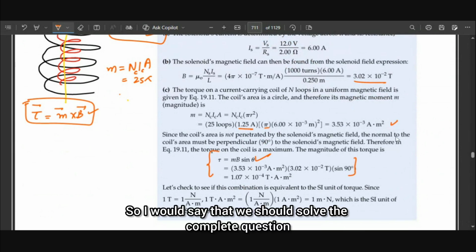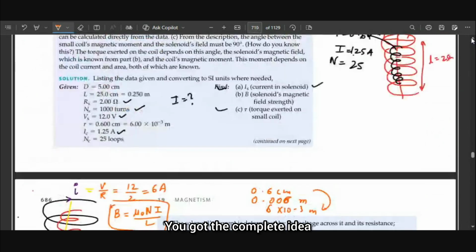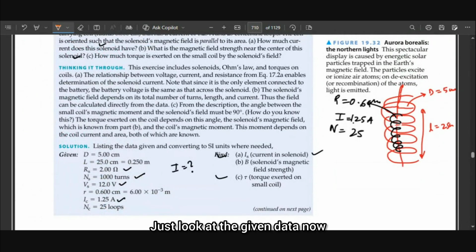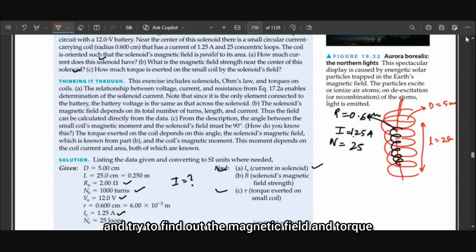So I would say that you should solve the complete question. You got the complete idea. Just look at the given data now and try to find out the magnetic field and torque and compare the answer.